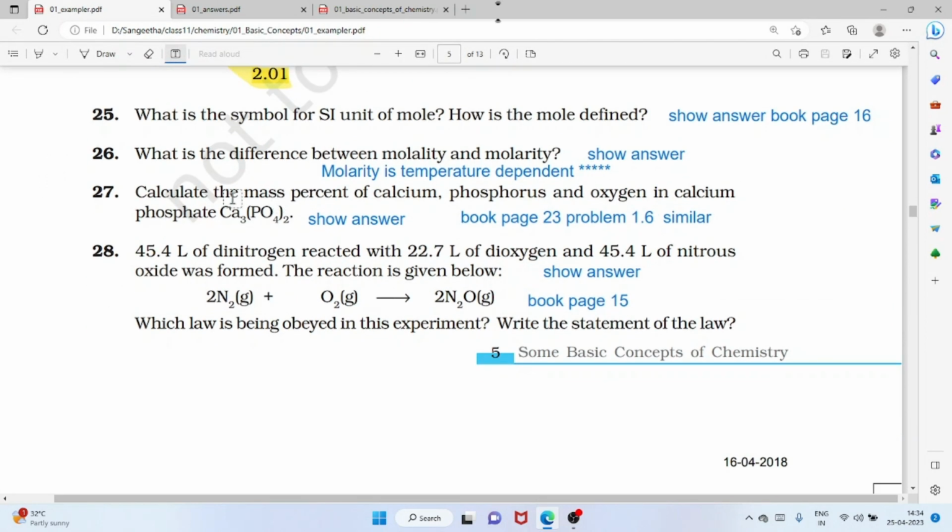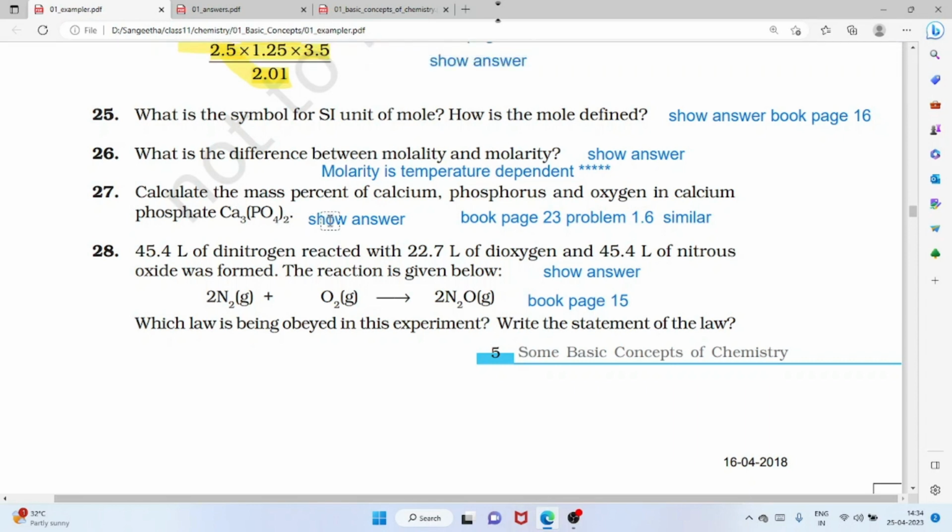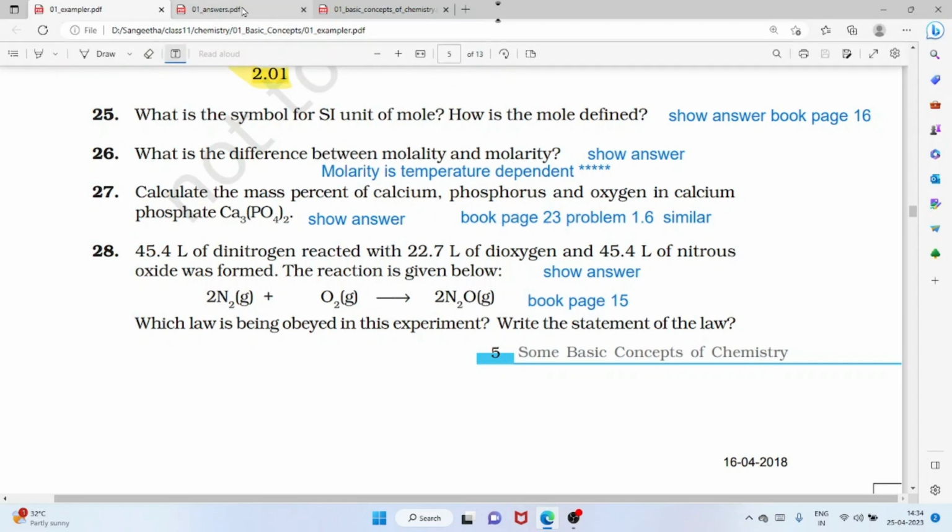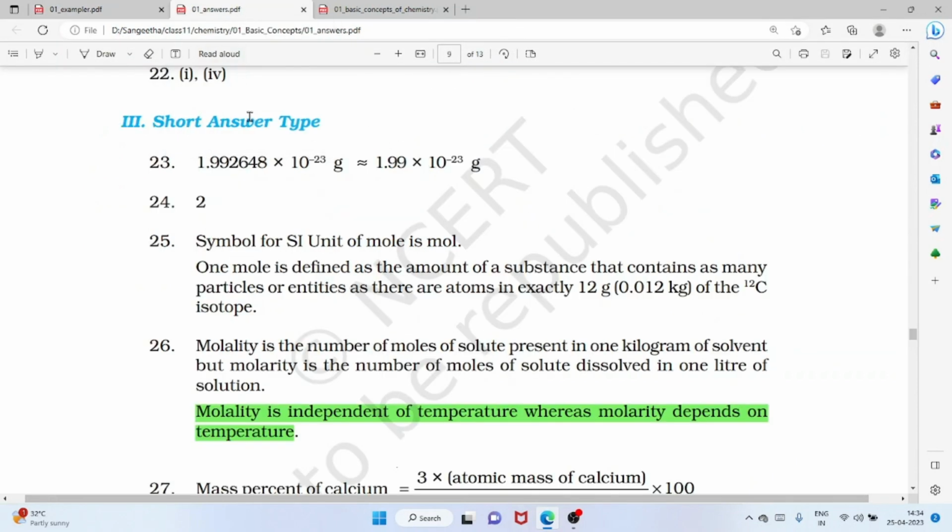What is the difference between molality and molarity? Okay, molarity is moles of the solute divided by the volume of the solution in liters, and molality is moles of the solute divided by the mass of the solvent in kilograms. Okay, 26.